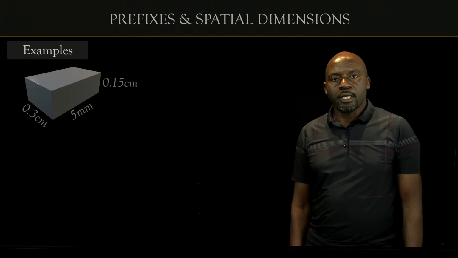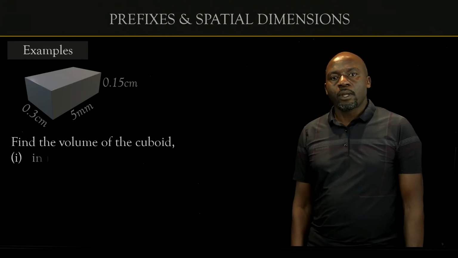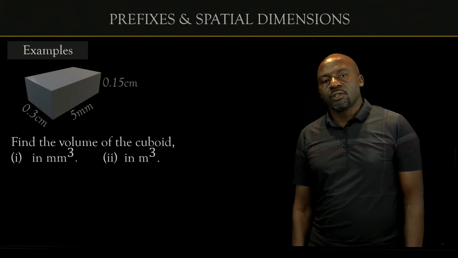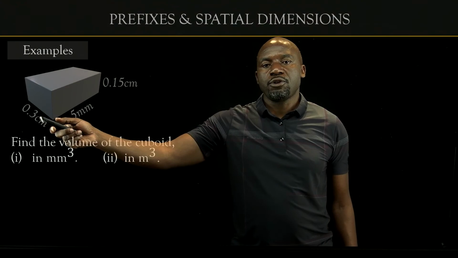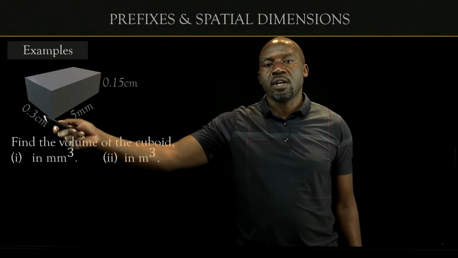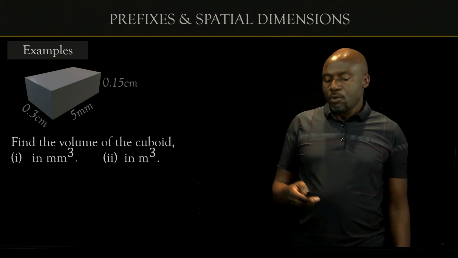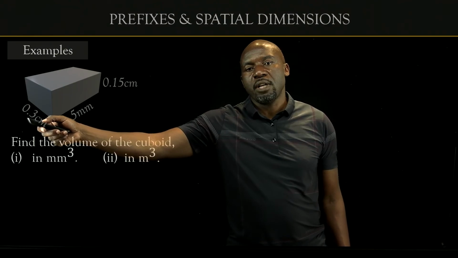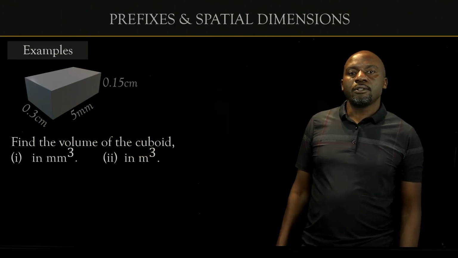This is a cuboid, and the question is to find the volume of the cuboid. Okay, first in cubic millimeters and in cubic meters. So in cubic millimeters, this is in centimeters, so we have to change that. If we want the answer in millimeters, we have to change anything that is in centimeters to millimeters. Okay, well, 1 centimeter is 10 millimeters, so this is equivalent to 3 millimeters, and that is equivalent to 1.5 millimeters. But let's do that.